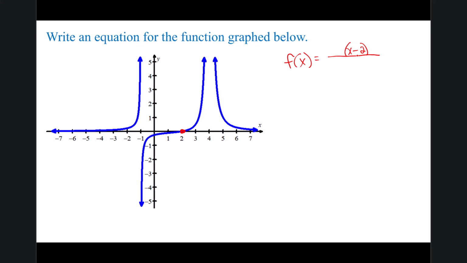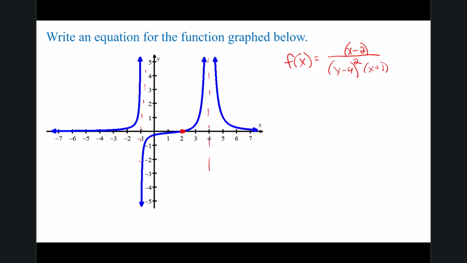Next, let's look at our vertical asymptotes. It looks like we have a vertical asymptote at 4, so we have x minus 4. But that asymptote needs to have an even multiplicity because the graph is going up on both sides of that asymptote. The other vertical asymptote looks like it is at negative 1, so we have x minus a negative 1, or x plus 1, and that asymptote needs an odd multiplicity, so I'll start with 1 for that one.